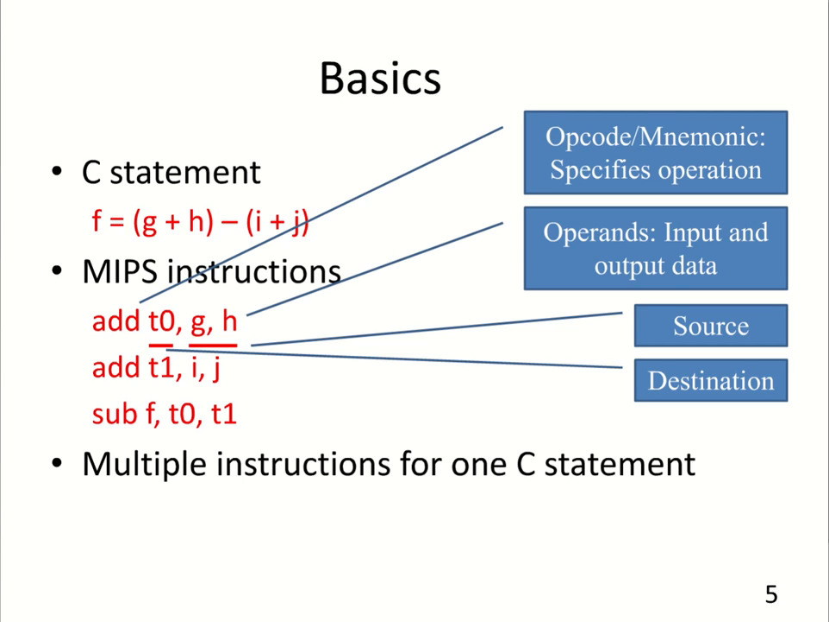Since we really have nowhere to store the intermediate values, the sum of G plus H and the sum of I plus J, the compiler that converts the C language into the equivalent MIPS instructions now has to allocate space for these temporary values. That is what these T0 and T1 destination registers are in this case. Notice that in the final subtract, T0 and T1 then show up as the input operands for the subtraction.